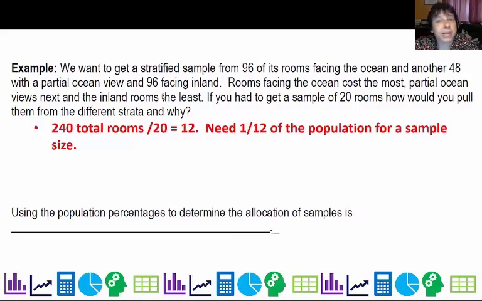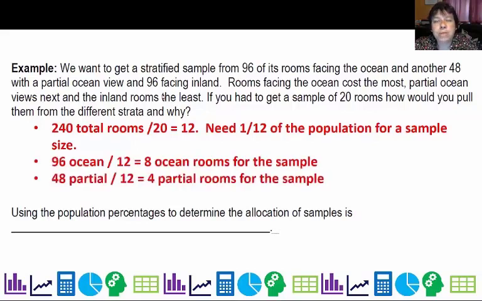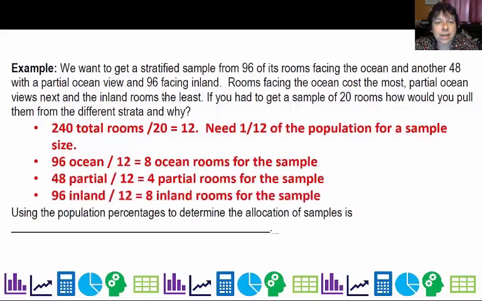A little over 8% in case you're interested. So I would take 1/12 of the ocean views and I'd sample 8 rooms. 1/12 of the partial, which is 4, and then 1/12 of the inland and sample 3 rooms there. This strategy is called proportional allocation.